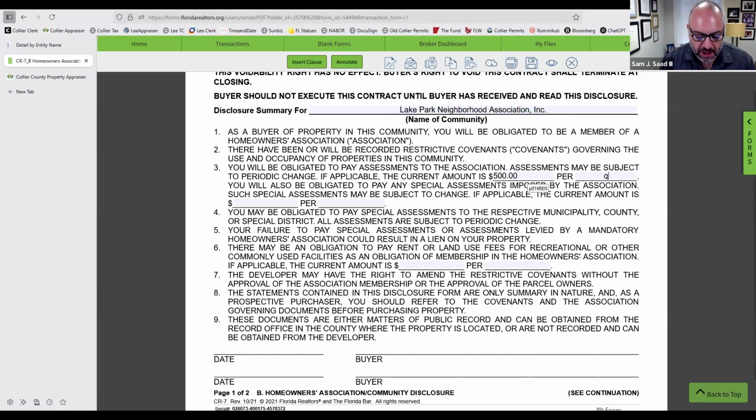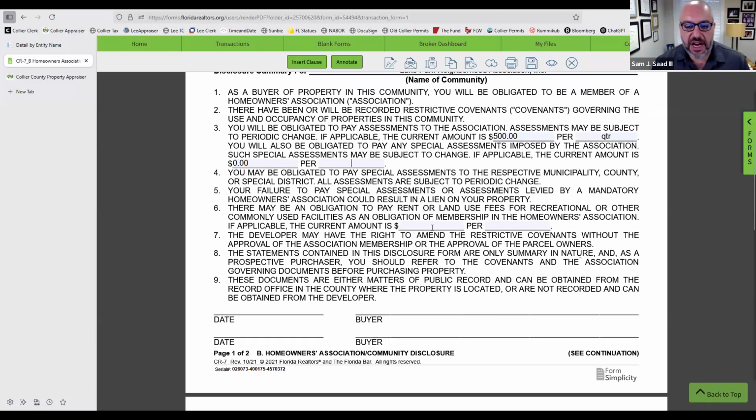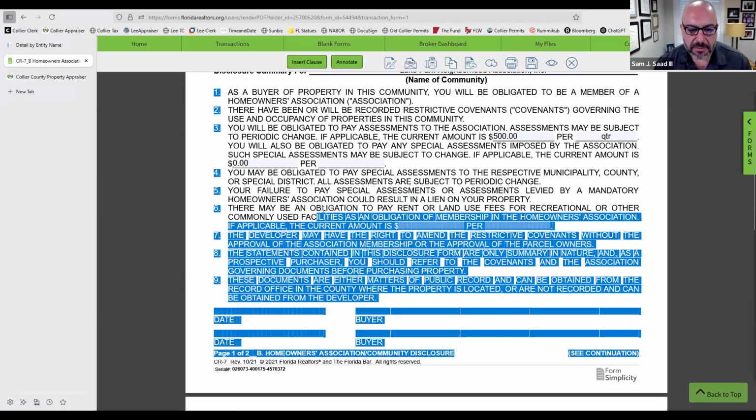You put in the time period, we'll say it's quarterly. Any special assessments go in the third box here, and we'll say there are 0 special assessments. So we'll put in 0, and then there's no period, so we'll leave that blank. You do not put capital contributions in this section. If there is a rec fee or a land lease, it would go here in paragraph 6.